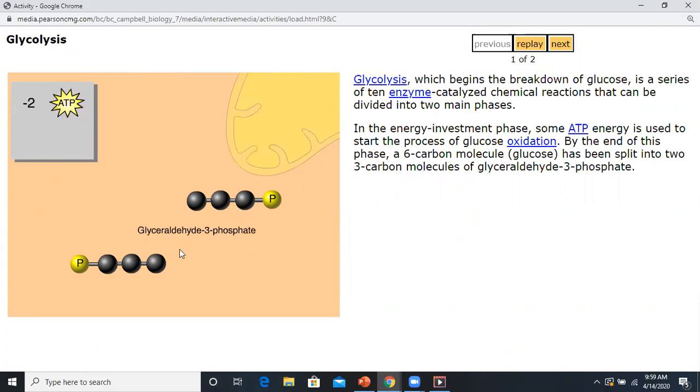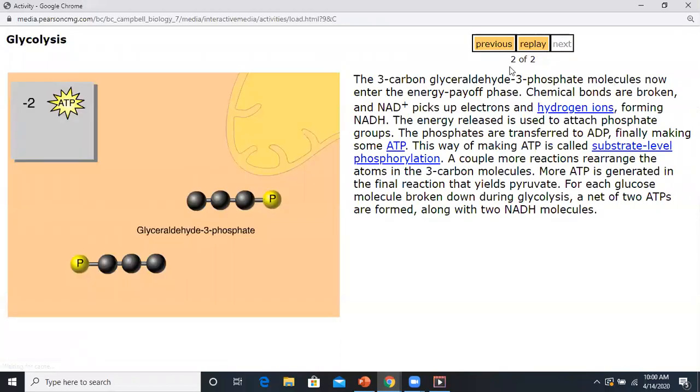I have 3 carbon molecules, but the point here is that I have to pull some electrons off. I'm going to oxidize these 2 molecules. By the process of oxidation, NAD plus comes through, pulls electrons off, and makes some NADH, okay? So this is the energy investment phase. Let's move on to the next part of glycolysis and see what happens. I'm still down ATP, so let's see what makes this whole process worth it.